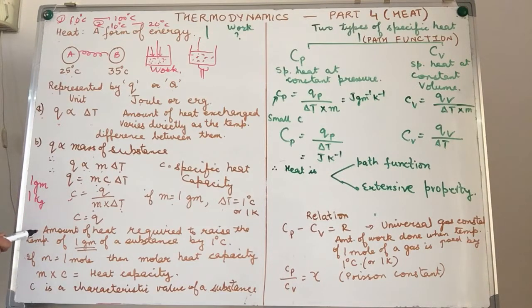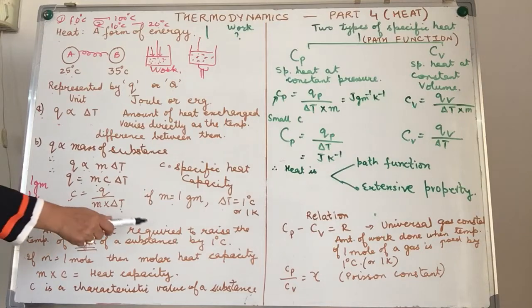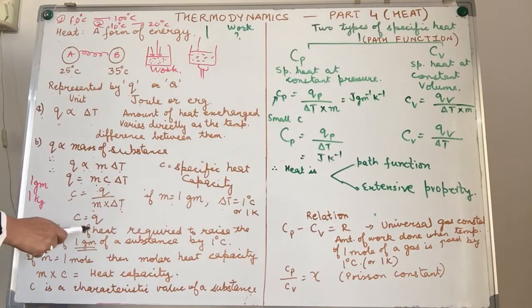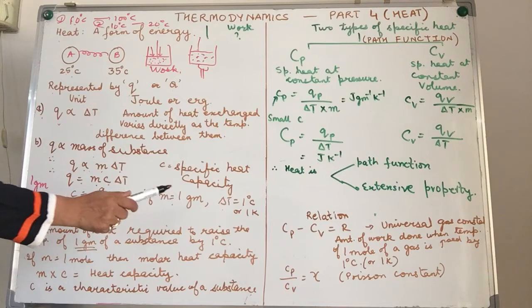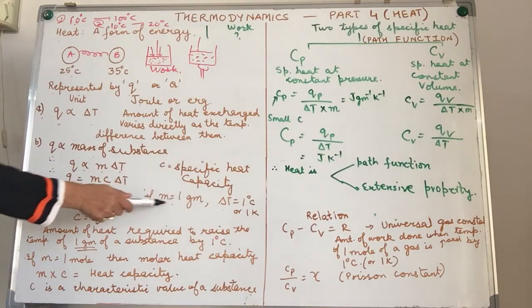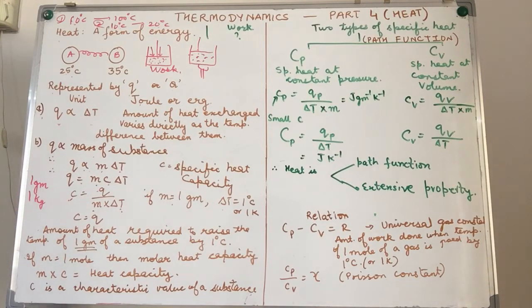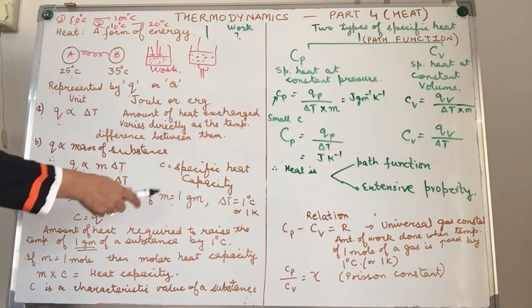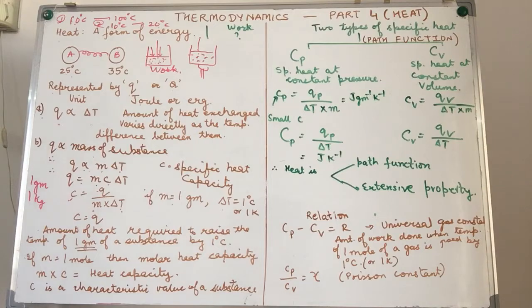So we define it as the amount of heat required to raise the temperature of 1 gram of a substance by 1 degree Celsius. If you notice over here, we are defining the mass as 1 gram. We are talking about a specific mass of the substance. Hence the term specific heat capacity.